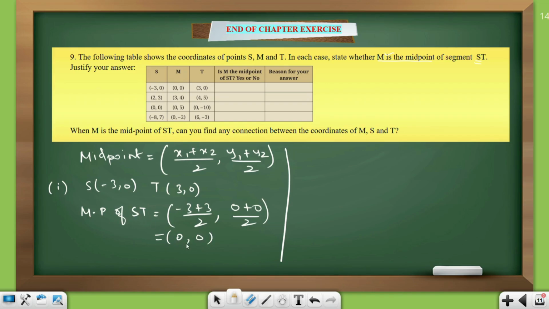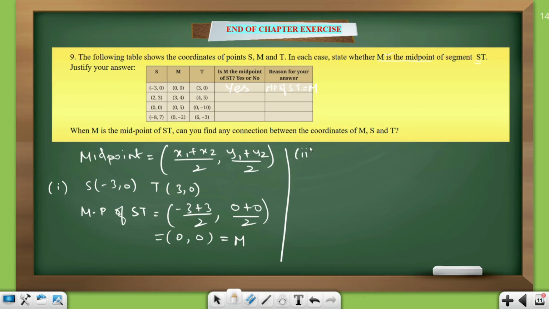So the midpoint of ST is (0, 0), which is equal to my M. The point M is also the same, (0, 0). So for the first case, M is the midpoint of ST. So the answer is yes, it is the midpoint. And the reason for your answer is that the midpoint of ST is equal to M. If it is not equal, then we can say that it is not a midpoint. So here it is equal, so that's the reason.